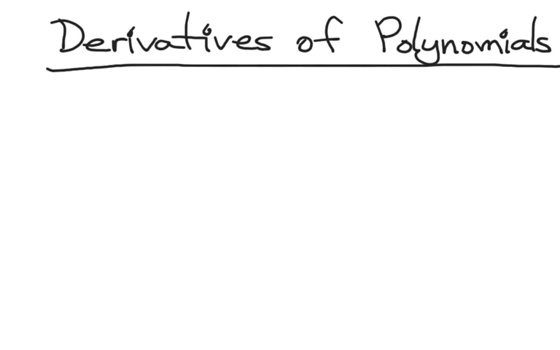All right, so now we're going to be creating these formulas, and we're going to start with a few general rules about derivatives before we take a look at polynomials as a whole. The first three theorems that we're going to use, and we'll talk about why they're true, are the following.